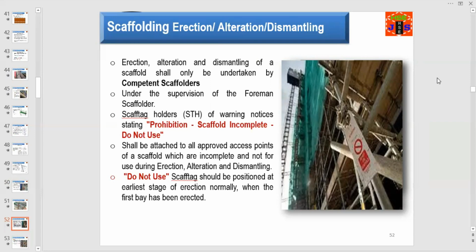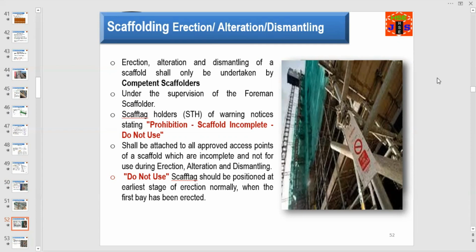Erection, alteration, and dismantling of a scaffold shall only be undertaken by competent scaffolders. This work shall be carried out under the supervision of a competent scaffolding foreman. Scuff tag holders (STH) of warning notices stating prohibition, scaffold incomplete, don't use shall be attached to all approved access points of a scaffold which are incomplete and not for use during erection, alteration, and dismantling.